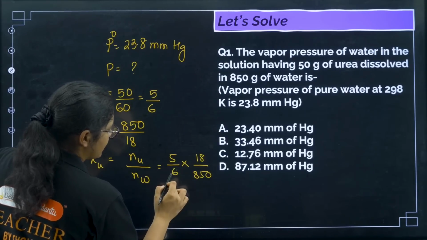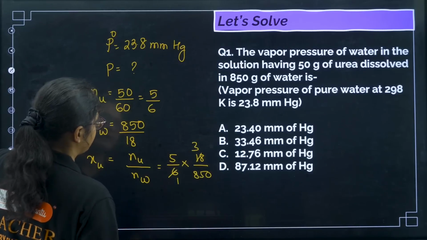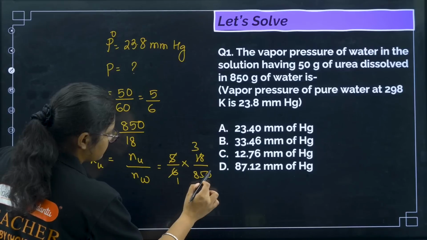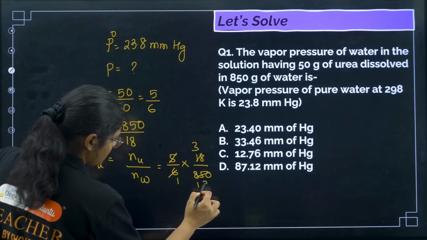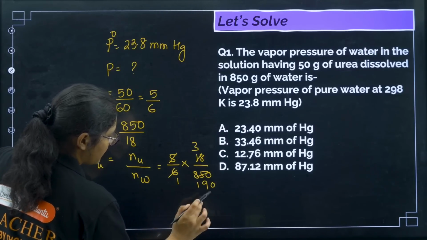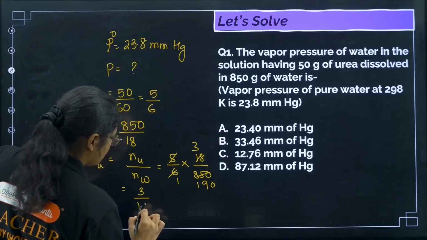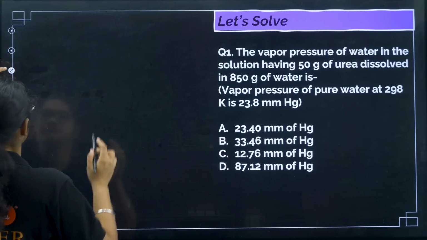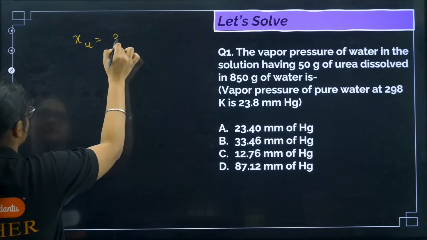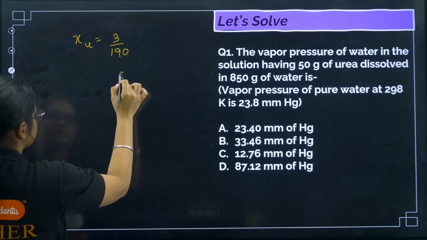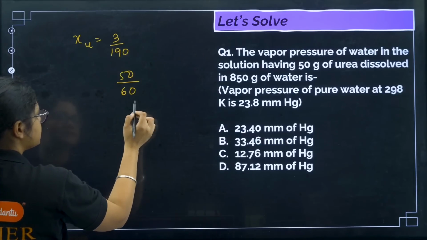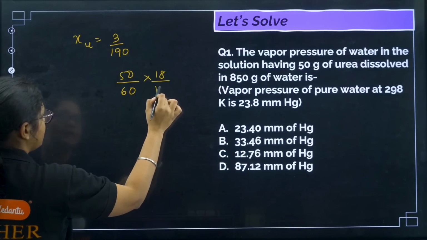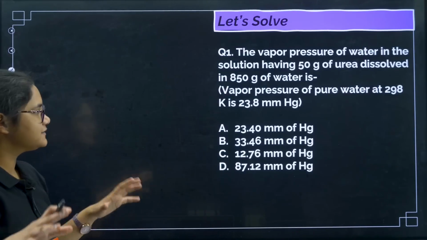Okay, so let me just calculate this one. 6 ones are 6, threes are 18, right? Yes, so I can cancel here also. 5 ones are 5, 190s are 190, right? So 3 by 190 I got. Okay, this is the mole fraction of urea. So let me just write down the final answer. Mole fraction of urea is 3 by 190. Right, I'll just show you the calculation once again: 5 by 6 divided by 850 by 18, so I got 18 by 850. Let us see the next step here.